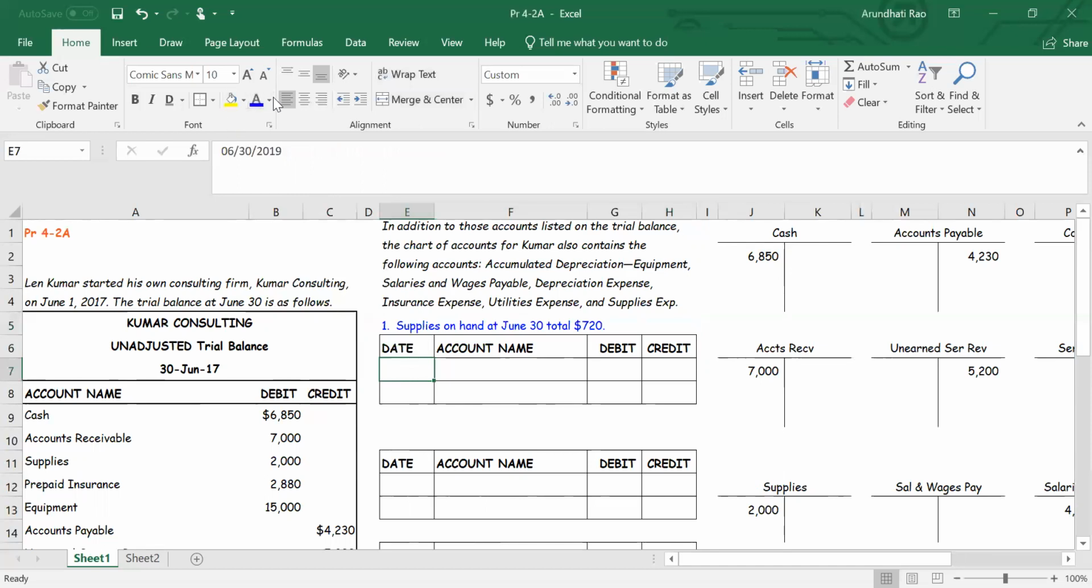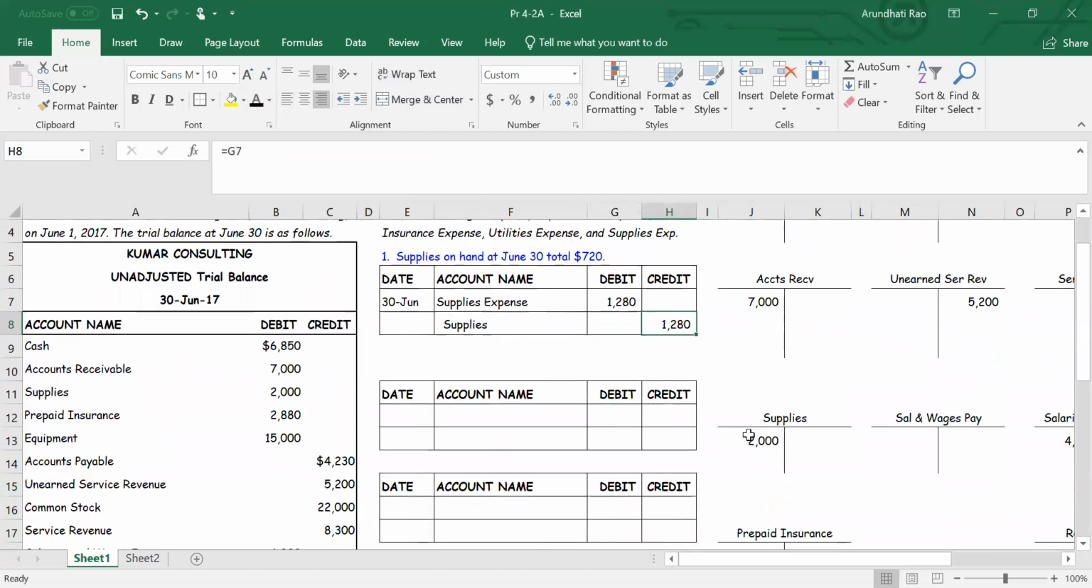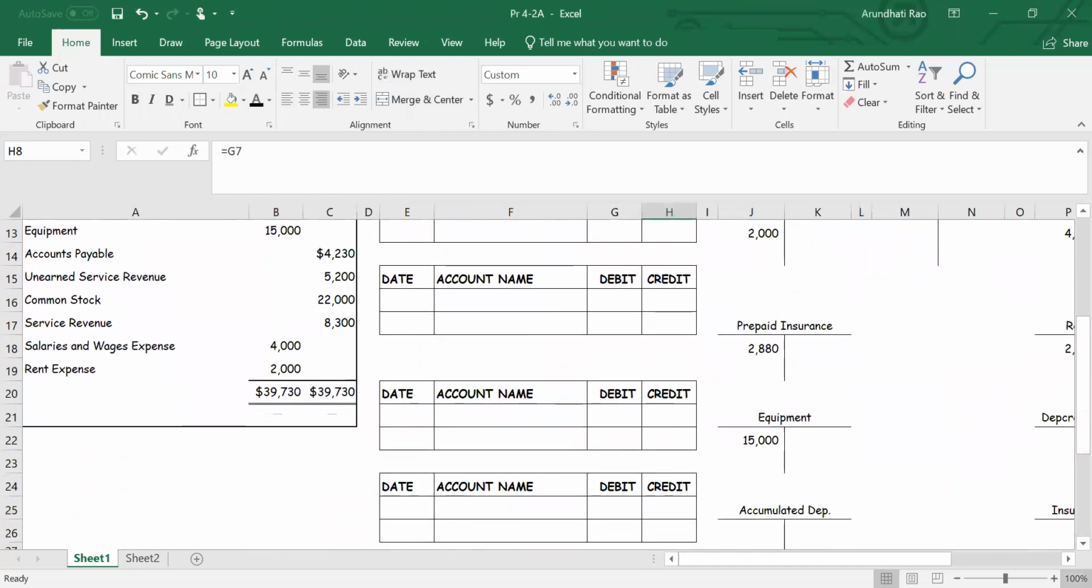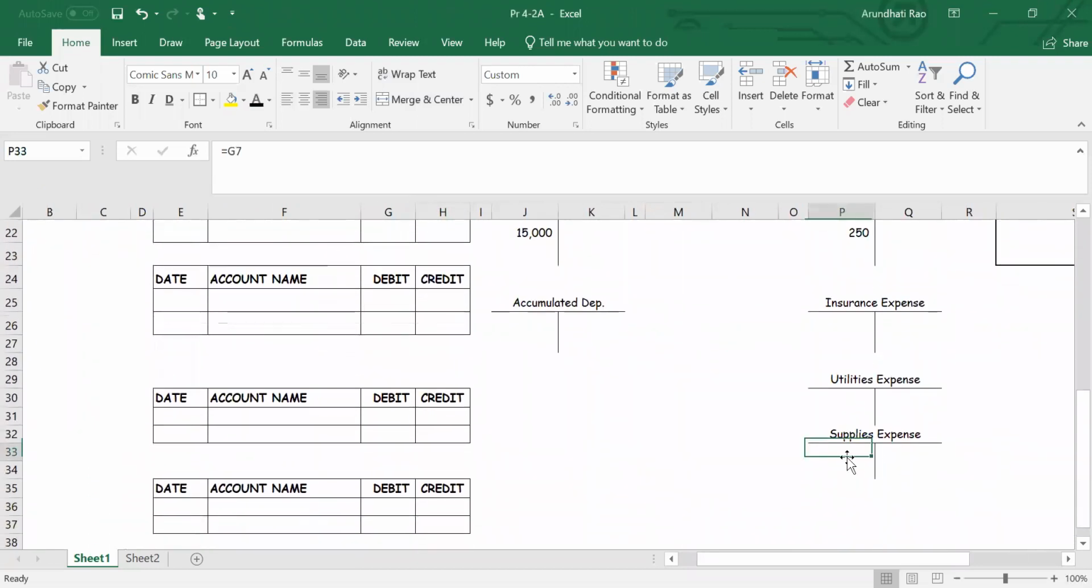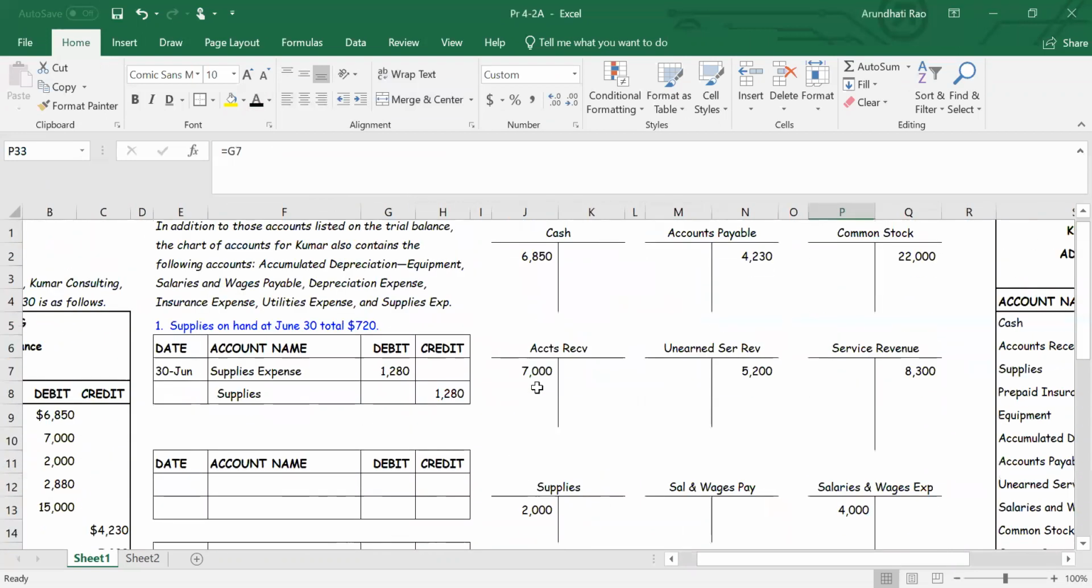So the first thing is my date is going to be June 30th. Supplies expense will be debited. Supplies will be credited in order to decrease it. How much do I debit and credit supplies expense and supplies? The difference between what was there and what is there on hand. So $2,000 minus $720, $1,280 becomes an expense. So supplies expense debit, supplies credit, $1,280. So I'm going to go ahead and post that over here. Supplies expense debit, $1,280. Supplies credit, $1,280. So I posted that information over there into the T accounts.